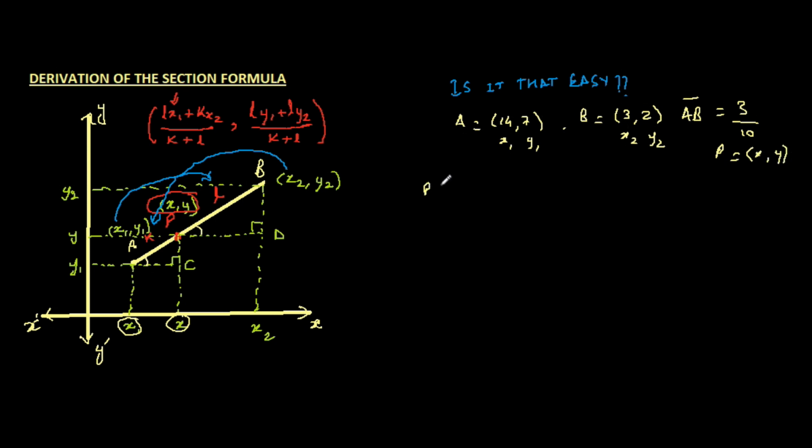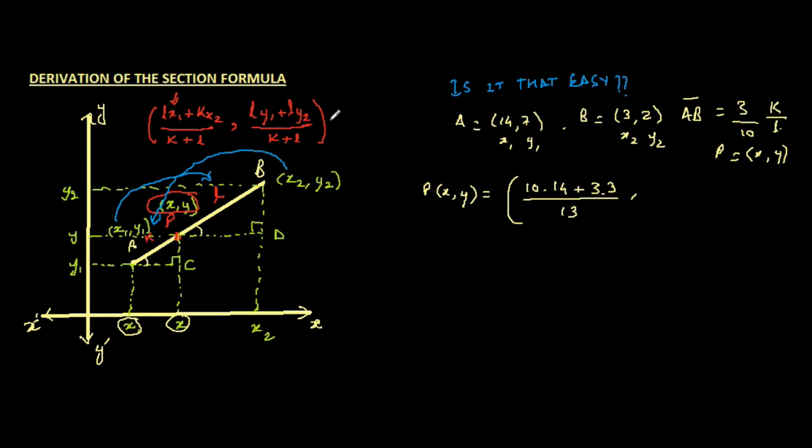So the coordinates of point P, which as an ordered pair would be x, y, should be equal to, the x coordinate should be L times x1. So L, this is in the ratio k/L. So L here is 10. So it's 10 times the x1. X1 is 14. So 10 times 14 plus k x2. So k here is 3. So 3 times x2 is 3. So plus 3 over k plus L. K plus L is 10 plus 3, which is 13.